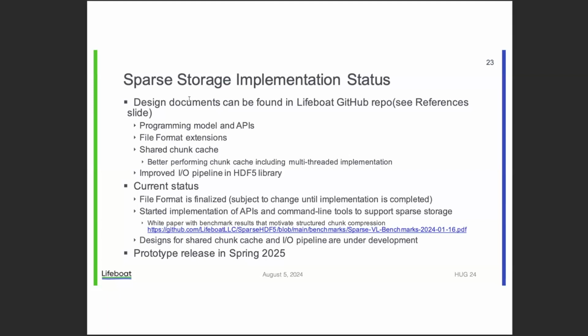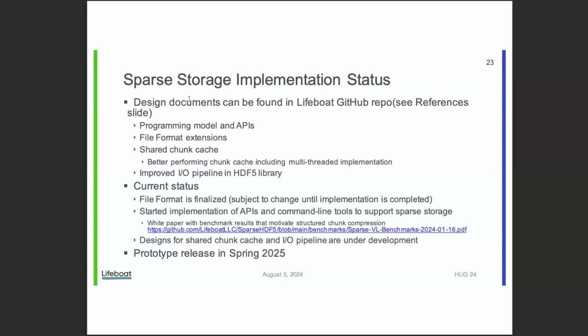The structured chunk approach requires a lot of extra capability in the chunk cache. So we've taken this as an opportunity to redesign and re-implement the chunk cache, trying to make it shared, and also thinking ahead, trying to design it in such a fashion that we'll be able to put multi-thread support in. And, as you can see, we're pretty convinced that we would like to turn support in. Implementation of the APIs and command-line tools is underway.